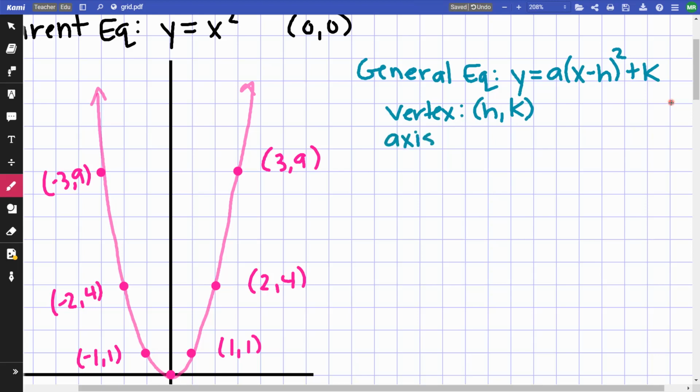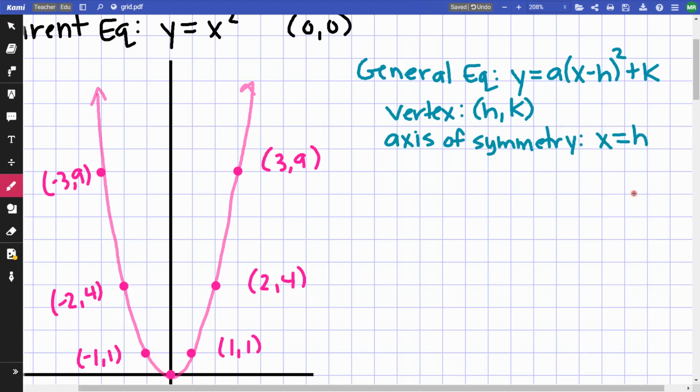Also, the axis of symmetry is a line that cuts your graph in half. It is going to be a vertical line. Vertical lines are always x equals. And since it's x equals, it has to go through this x coordinate. It's going to be x equals h.